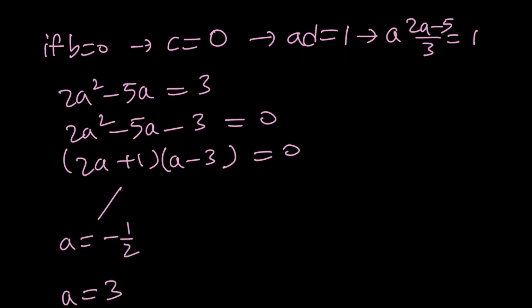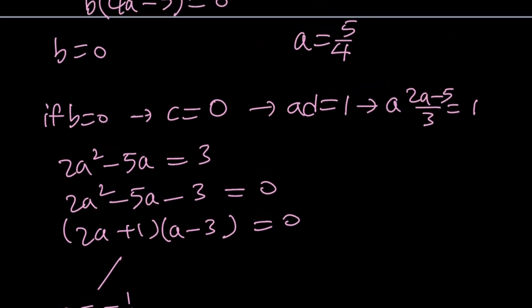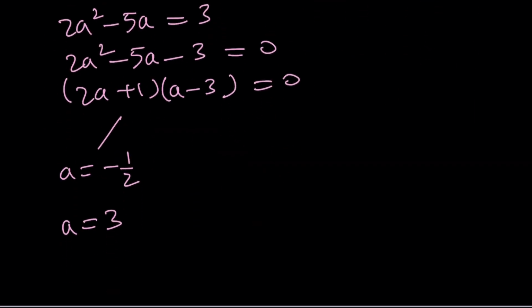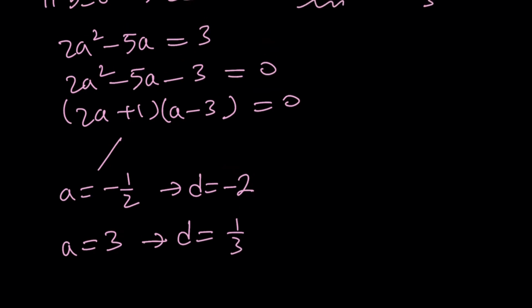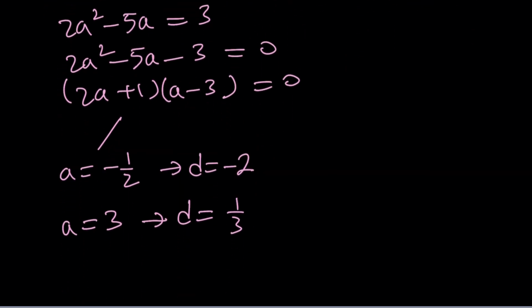Now, if a is equal to -1/2, remember, ad is equal to 1, so d is the reciprocal of a, right? So if a is equal to -1/2, d is going to be -2, right? And then if a is equal to 3, then d is going to be 1/3. But remember, we already found b and c, they were 0. So b is 0, c is 0 in this case.